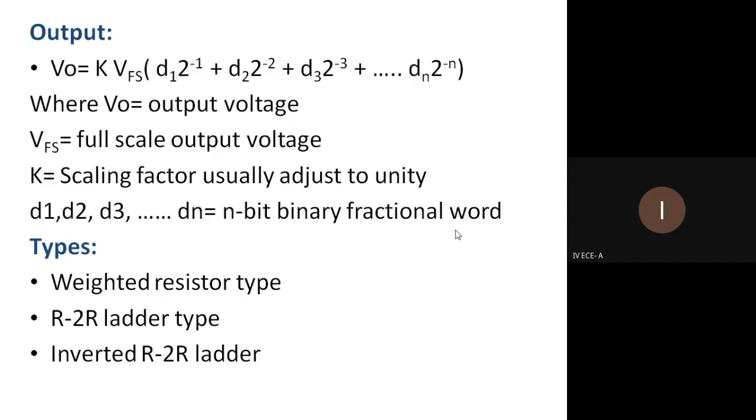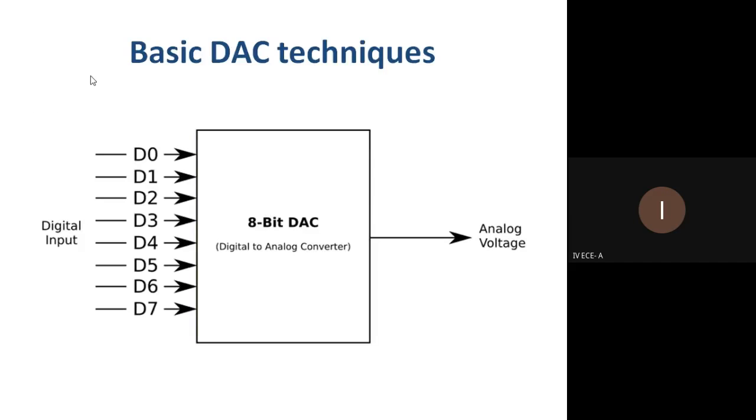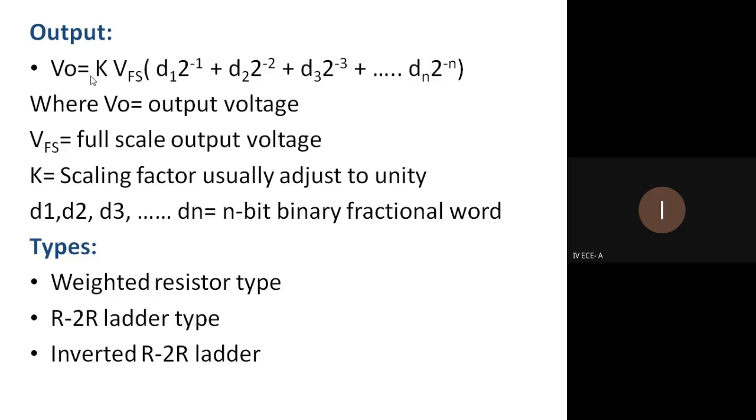So what is the equation to get the output? Output voltage VO is equal to K into VFS into D1 into 2 power minus 1 plus D2 into 2 power minus 2 plus D3 into 2 power minus 3, and up to n number of bits, Dn into 2 power minus n. Here VO is the output voltage, called the analog voltage. VFS means full-scale output voltage, where K is the scaling factor. D1, D2, D3 and Dn are the n-bit fractional weight input digital bits D1 to Dn.